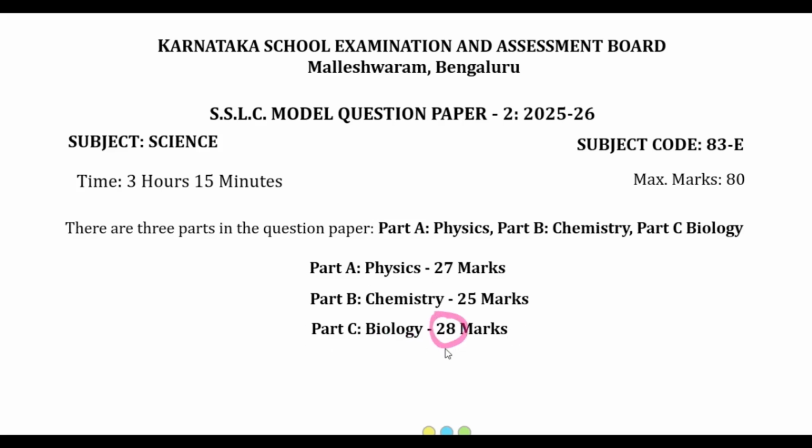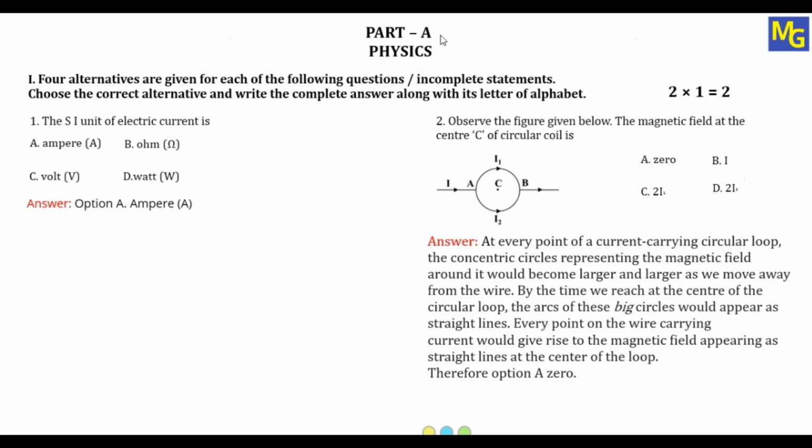So as we can see, the biology part has got the maximum marks out of the total 80 marks. This will be the same for all the question papers, even for your final exam. So now we are going to start with model question paper 2. Let's move to the first question. We are going to start with part A, that is nothing but physics.